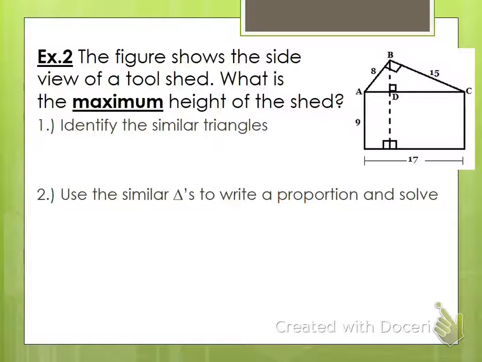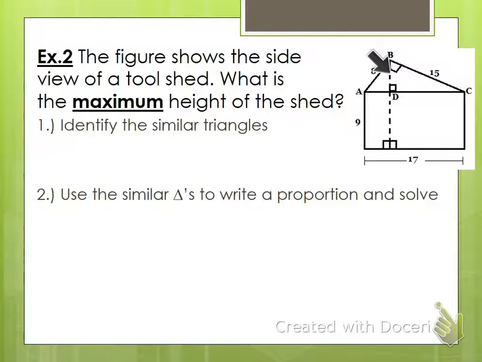The figure shows the side view of a tool shed. What is the maximum height of the shed? Now this is kind of a two-part problem. We need to identify the similar triangles, maybe more than two parts. Identify the similar triangles. Our goal is to figure out what this altitude is.